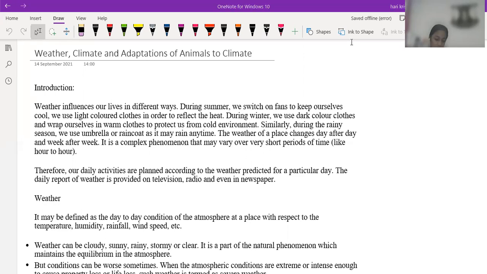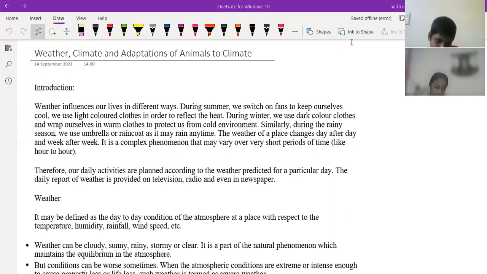Yes, sir. Weather is a temporary condition. It may last for a day or for a week, whereas climate is not temporary. It is long. It stays for a long period of time, sir. You can say a few months. As the seasons, you can say it is also a condition, right? So yeah.